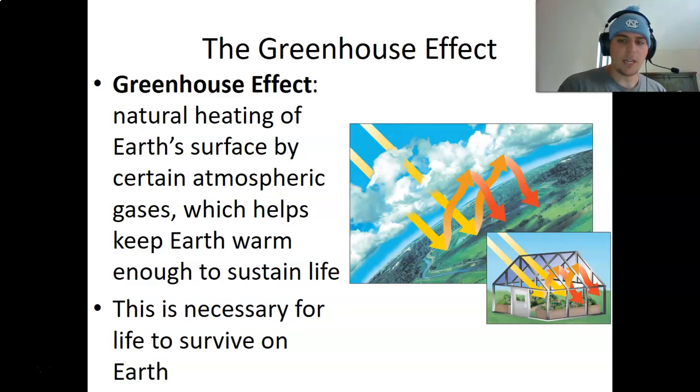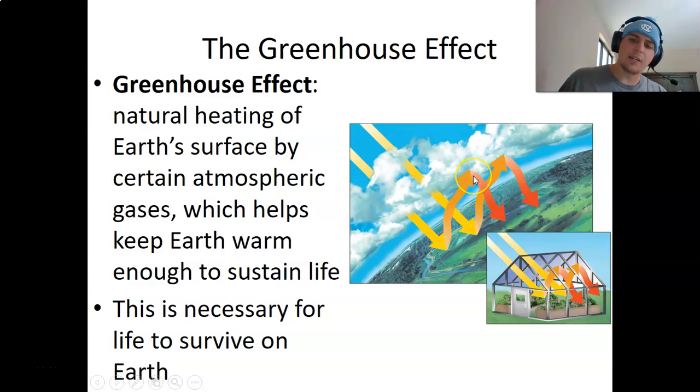The greenhouse effect is a wonderful thing that happens on Earth. It's the natural heating of Earth's surface by certain atmospheric gases, which helps keep the Earth warm enough to sustain life. This is entirely necessary. The greenhouse effect is a fantastic thing for Earth and for the survival of the creatures on Earth. Basically, what happens is that light comes into Earth's atmosphere and hits the surface.